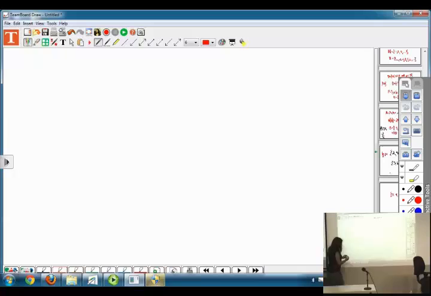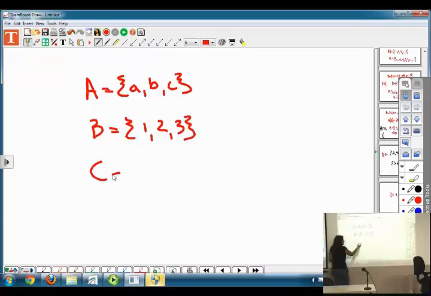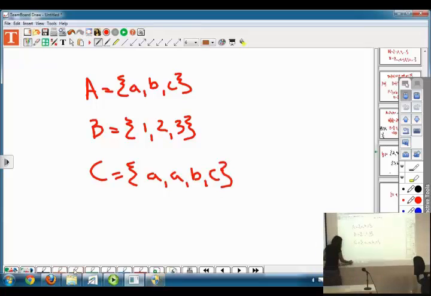So the cardinal number leads to equal sets. Are two sets equal? Say I have set A with elements A, B, C, and set B, I'm going to say is 1, 2, 3. And set C, I'm going to say is A, B, C. So the cardinal number of each of these is the number of elements in the set.